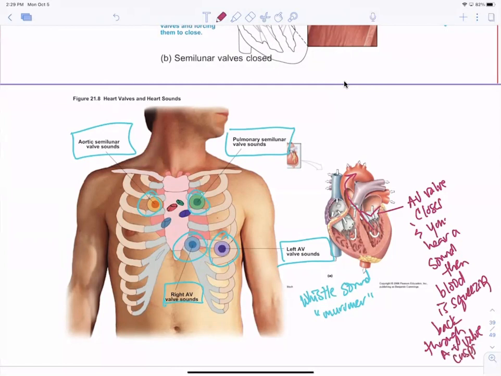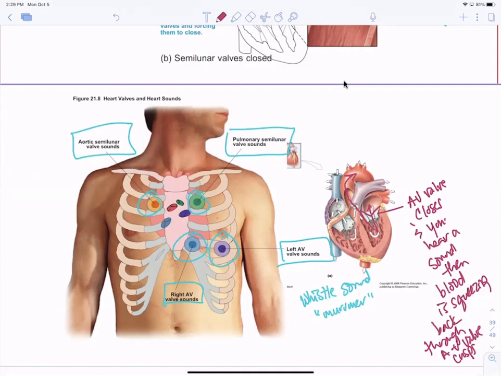It makes a whistling sound. So if the AV valve shuts, but you hear a whistle, it's because some blood is squeezing through those cusps that are supposed to be closed, and it makes a whistle sound. It's kind of like when you close your lips and force air through them, it makes a whistle. So that's what a heart murmur is: you hear the valve shut, but then you hear kind of a whistle or a murmur.